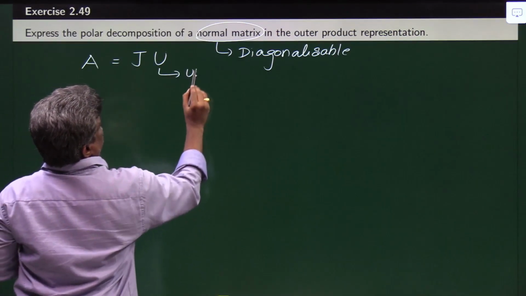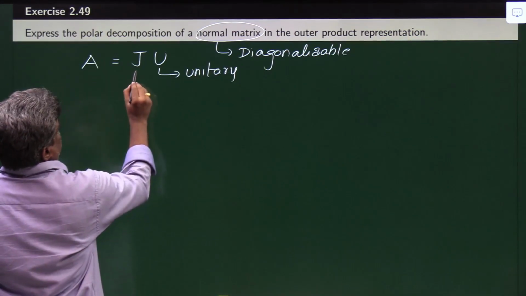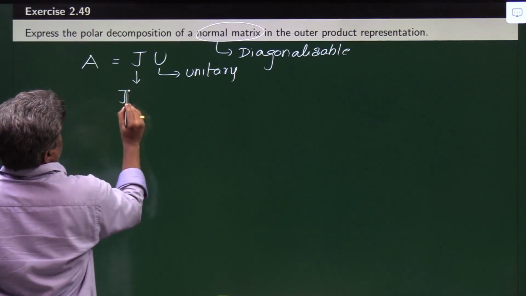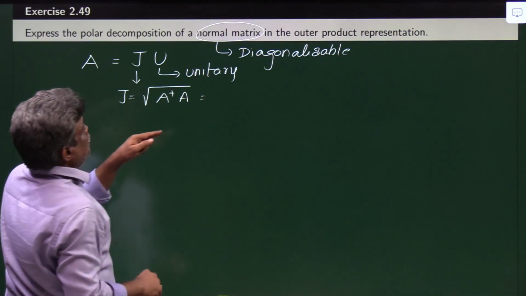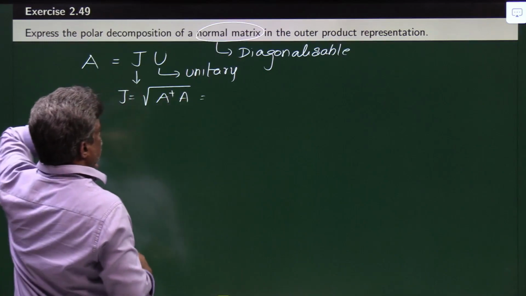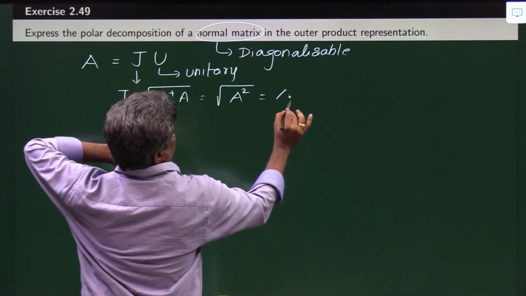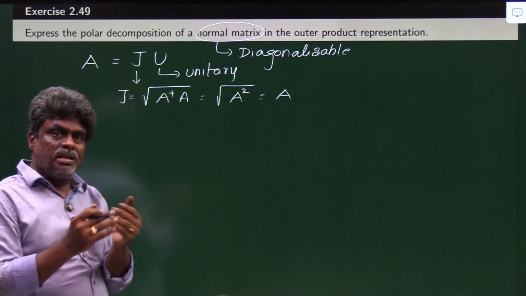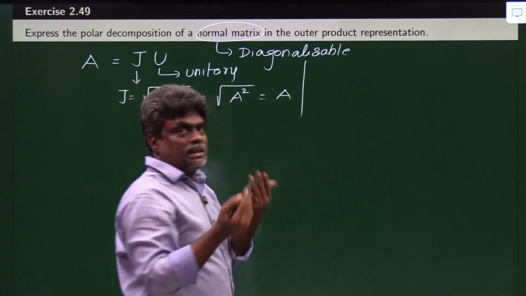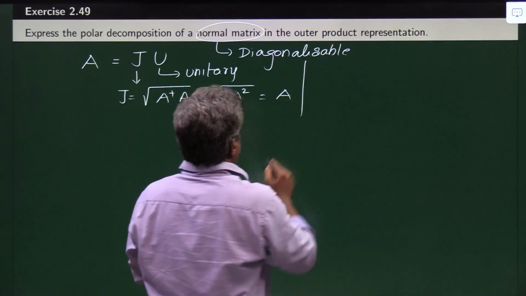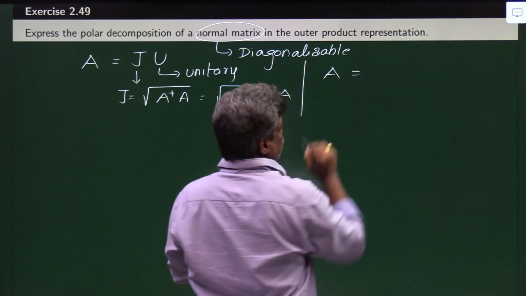So where U is unitary, okay, and this J, how to get this J? J equal to under root A dagger and A. Our matrix is a normal matrix, a Hermitian, so we can write this as under root A square, which is equal to A. So your J is nothing but A. And here we have to represent in the outer product form. So that's why I have to take the spectral decomposition matrix representation.